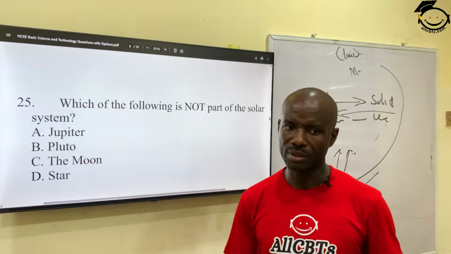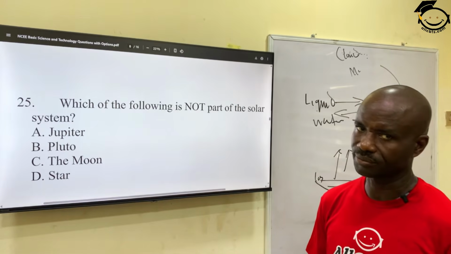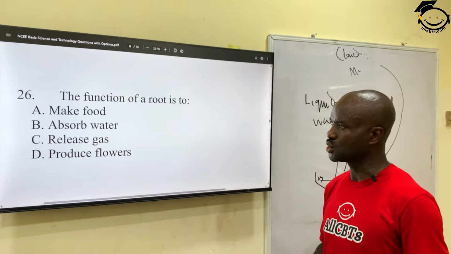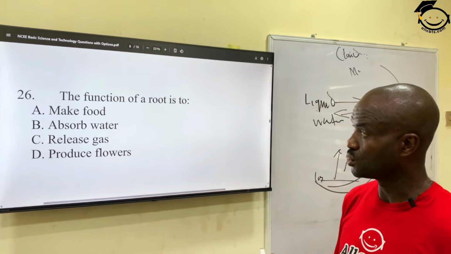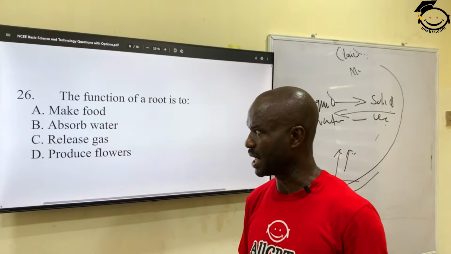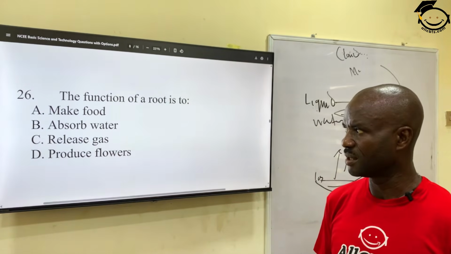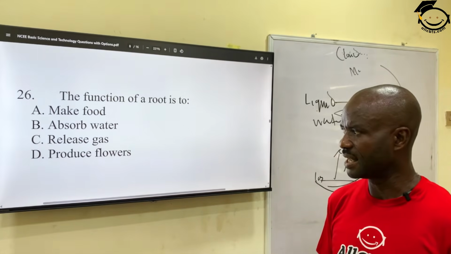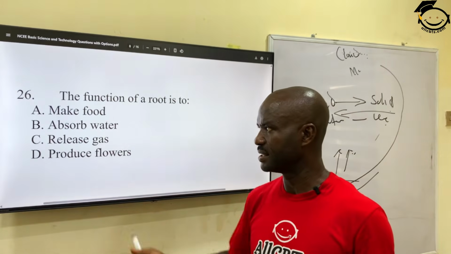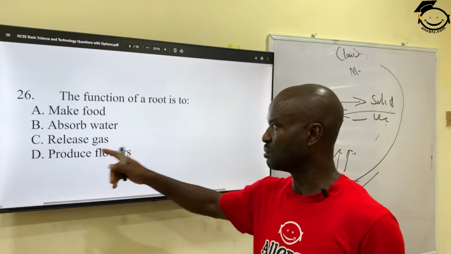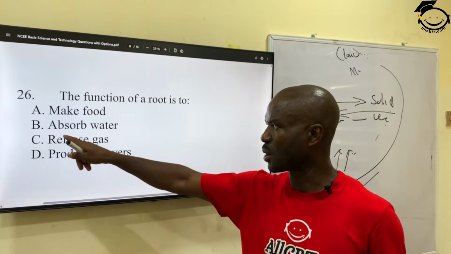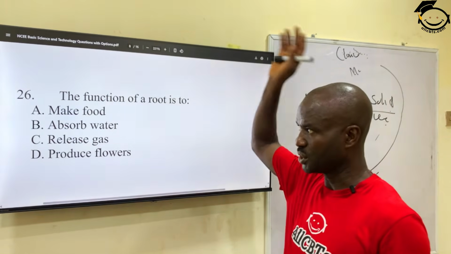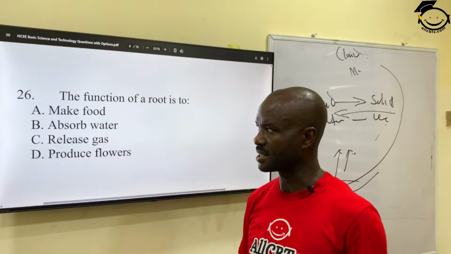Question 26. The function of a root is to, what does the root do to the plant? A, they make food. B, they absorb water. C, they release gas. And D, produce flower. What the root does to the plant is to absorb water. They absorb water from the soil to the parts of the plant. So the correct answer is B.